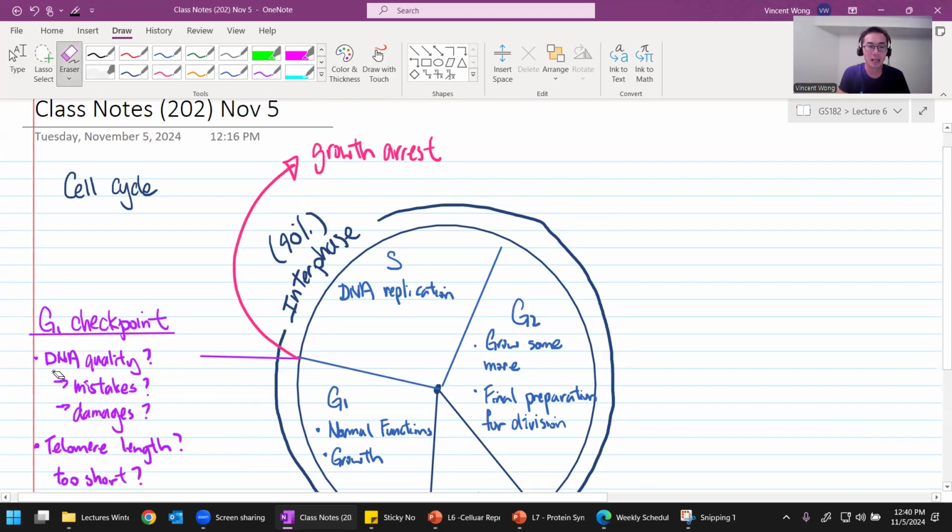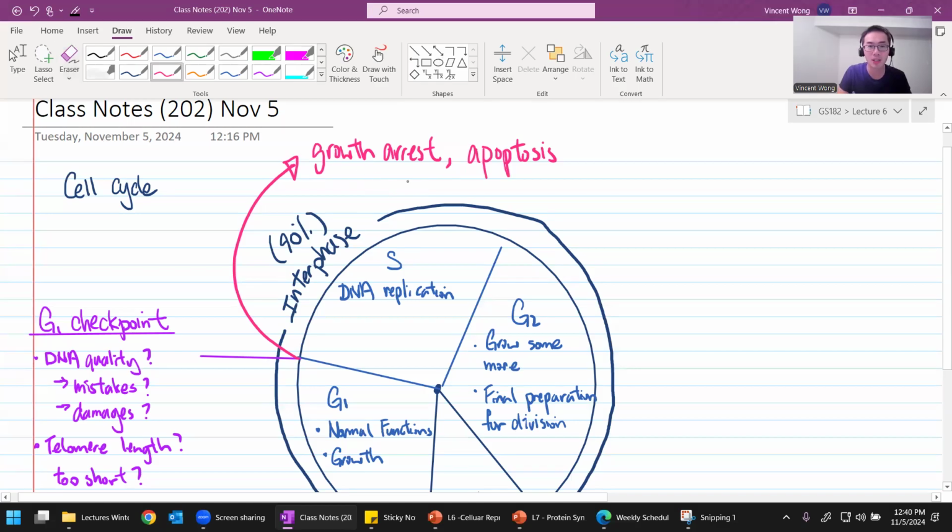Okay. DNA quality: if there are mistakes and damages, you try to repair them. If you're able to repair them, no problem. You can still go on and do the DNA replication. But if the damage is irreparable, if there's nothing else you can do to fix the problem, then you don't really want to keep a cell around that has DNA damage in it. So growth arrest is not an option in that case. You're probably going to want to kill it. So that would be apoptosis, programmed cell death, right? Okay. So these are some of the options that are available when the G1 checkpoint fails.